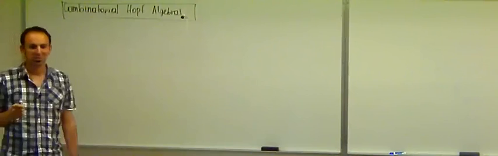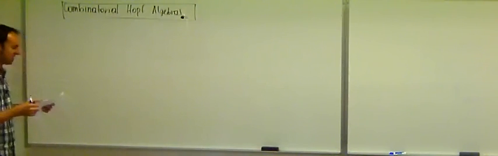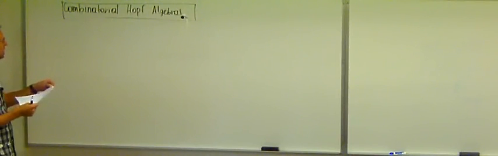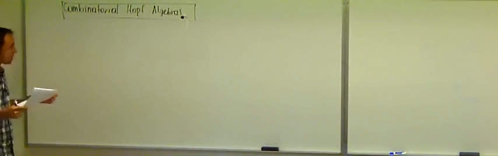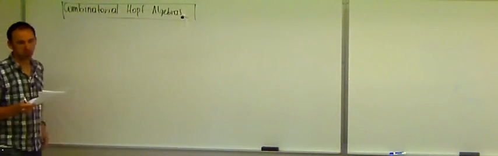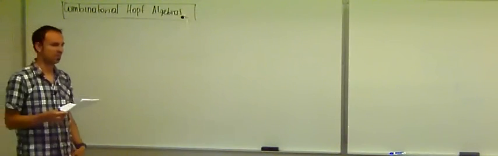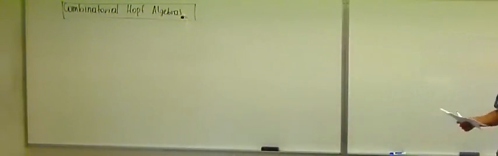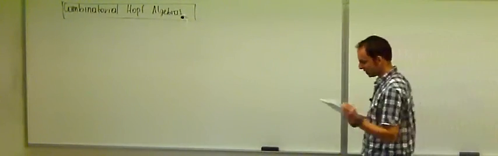All right, I guess we should get started. So what I want to do today is talk about combinatorial Hopf algebras. Now, in a sense, you could argue that a lot of the class is what we have been talking about. But what I want to do today is talk about an object that is called a combinatorial Hopf algebra.